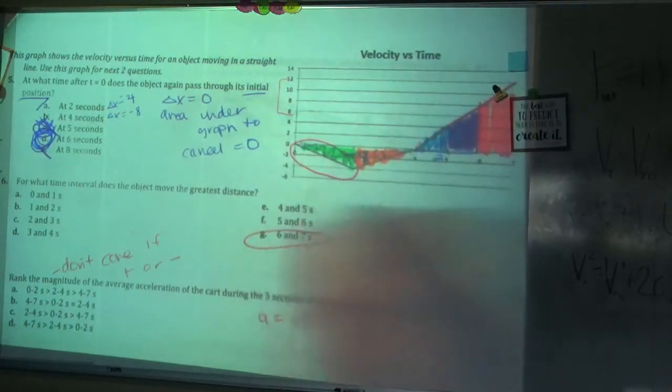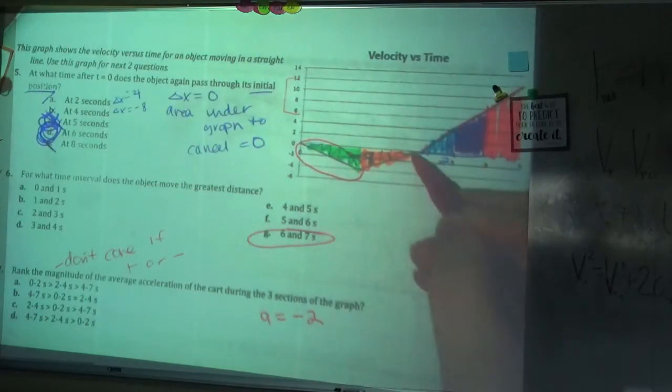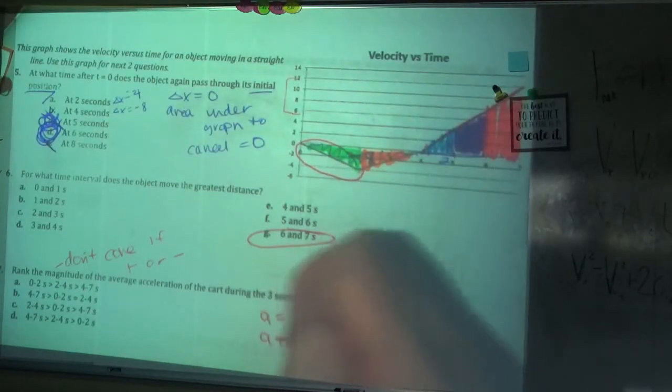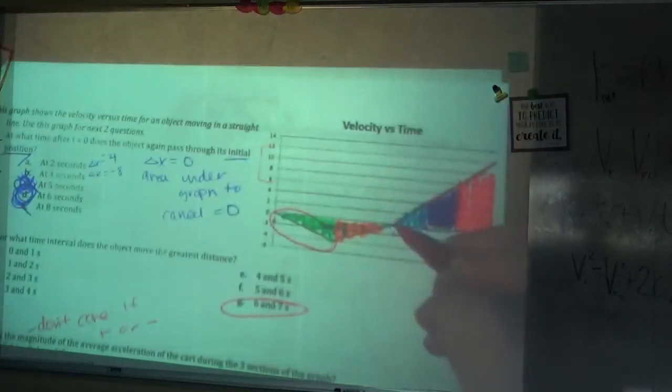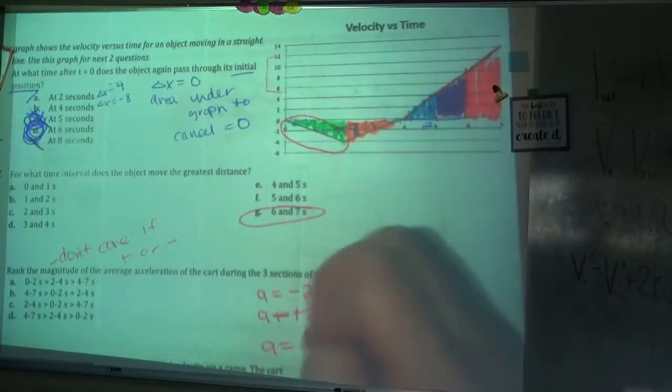So the acceleration in the first part would be negative 2. And then here it's the same acceleration, it's just positive 2. So A is positive 2. And then here it goes from 0 up to 12 in 3 seconds. So then this one has an acceleration of 4.